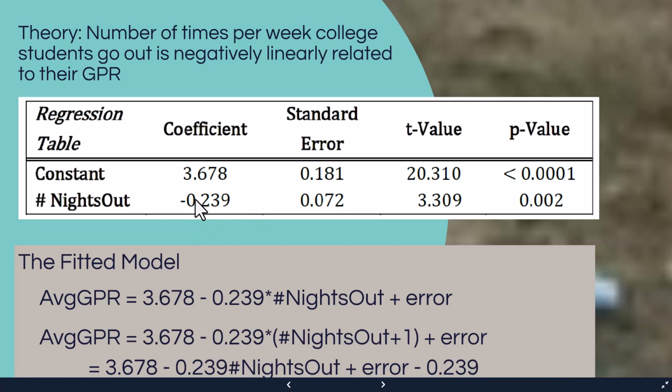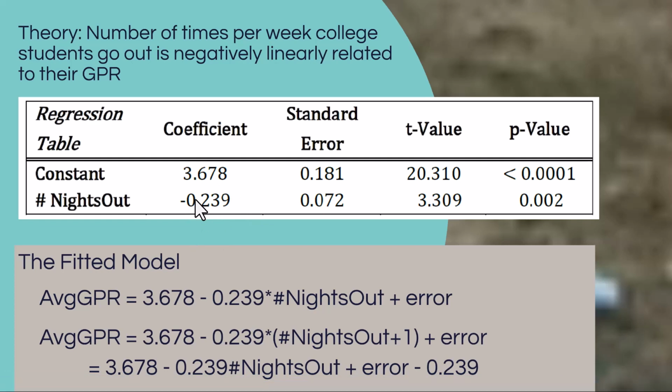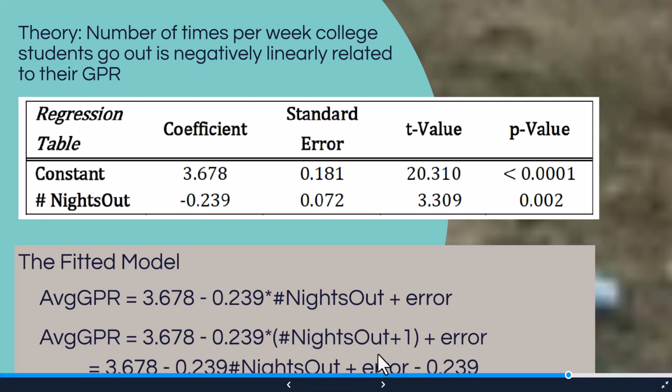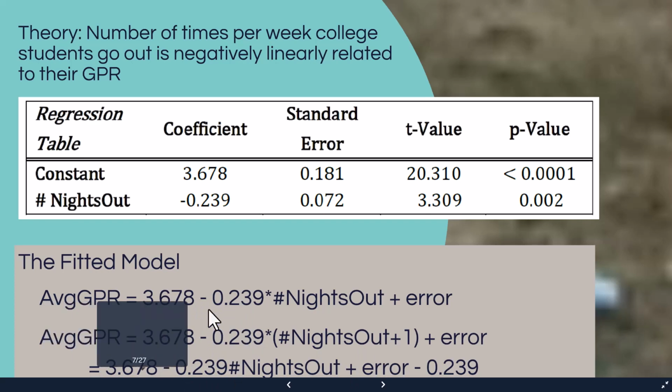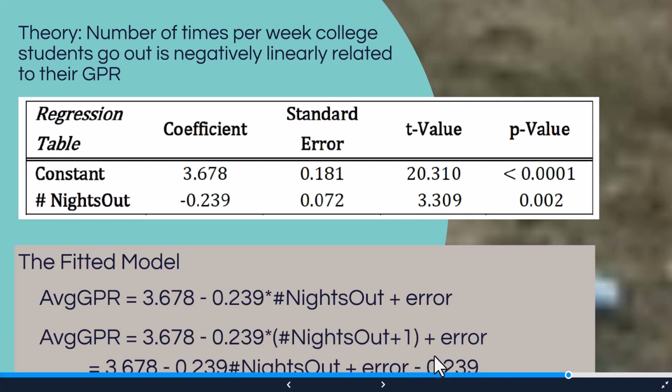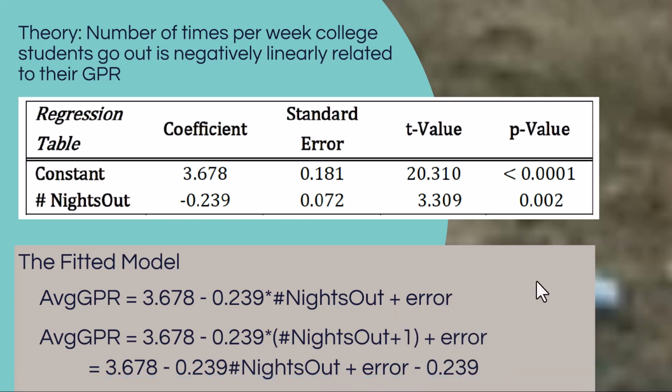So this means that we expect that for every extra night out someone goes per week, the average GPR decreases by 0.239. So for every additional night out, we decrease the average by this amount. That's the basic interpretation for simple linear regression.